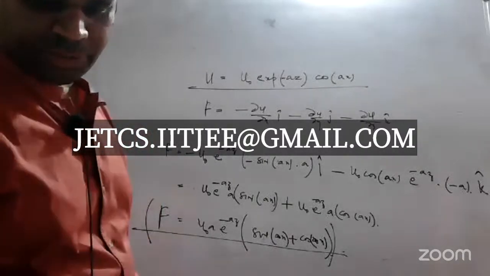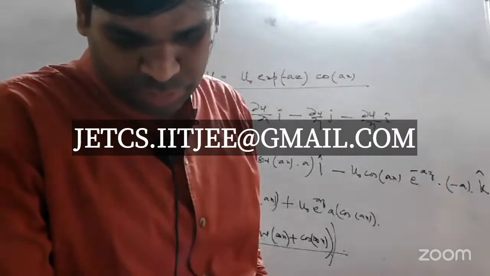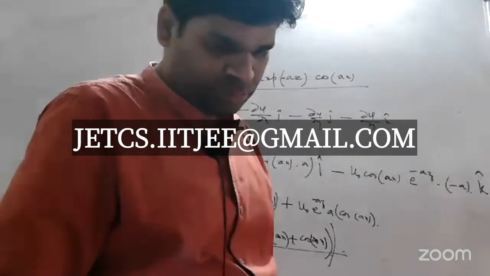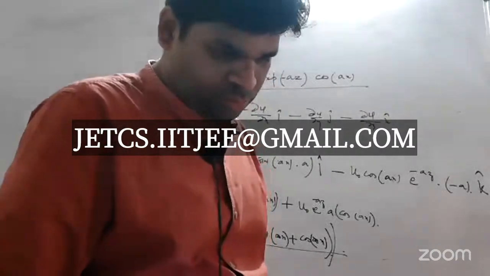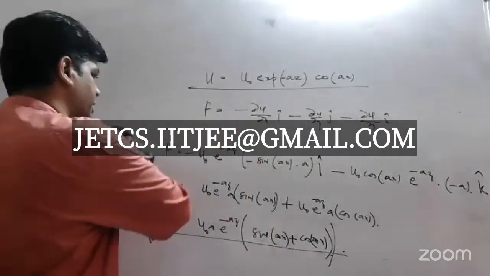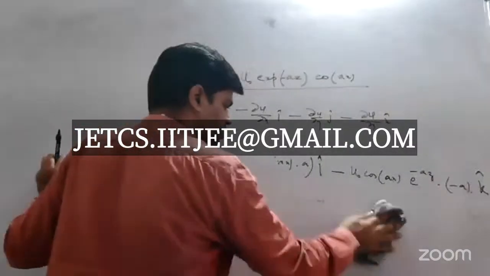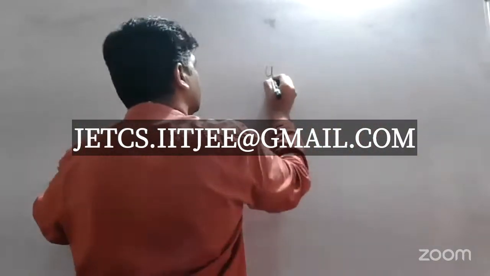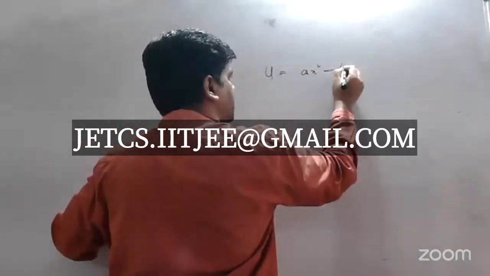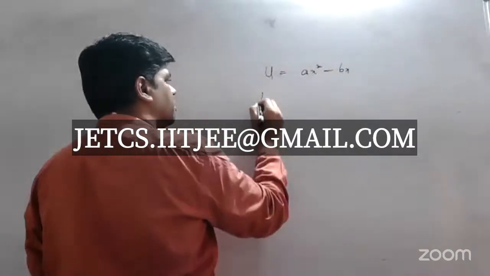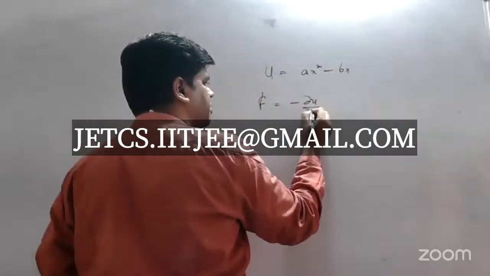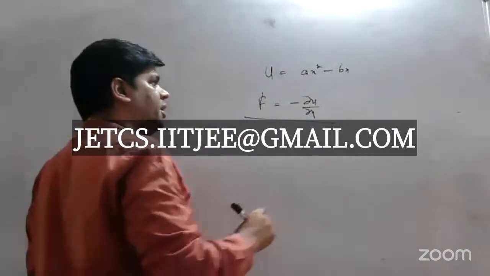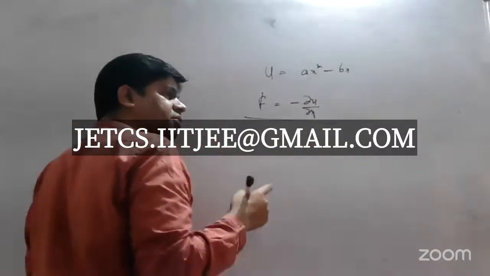All right. Now let's look at another question. I've got a one-dimensional function U equal to ax square minus bx. I have to determine the force, which is F equal to minus dU/dx, and I have to determine the equilibrium position of the particle. All right. So how do I do it? I first find the force and equate it to 0. I'll get the equilibrium position.